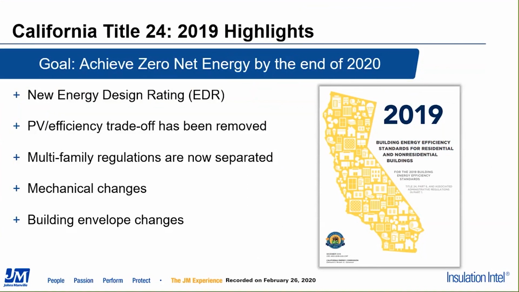One is what's called the new Energy Design Rating, or EDR. In previous versions of Title 24 for homes, builders could choose to install renewable energy like photovoltaic, PV, solar onto their homes and get credit that would trade against things like insulation in walls and attics. That trade-off in this version of the code has been removed. So that's really a big change that we'll dig into here in a minute related to this EDR rating system.